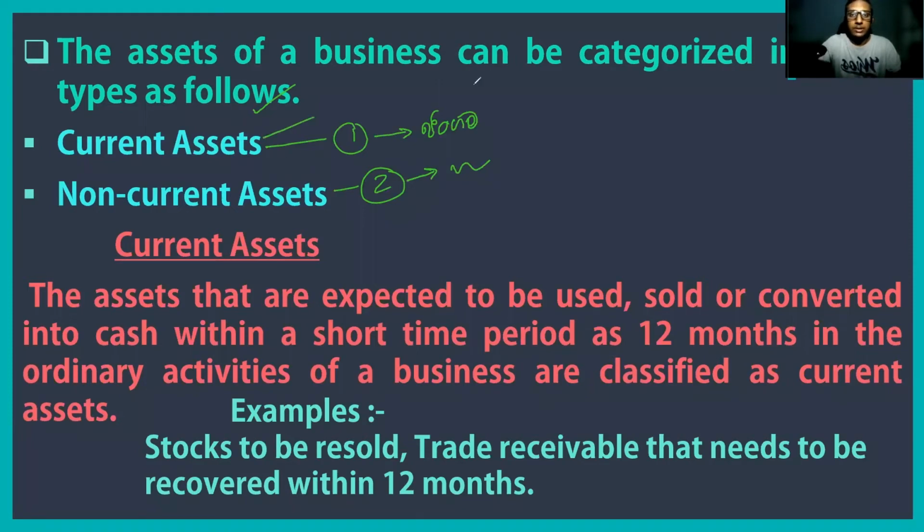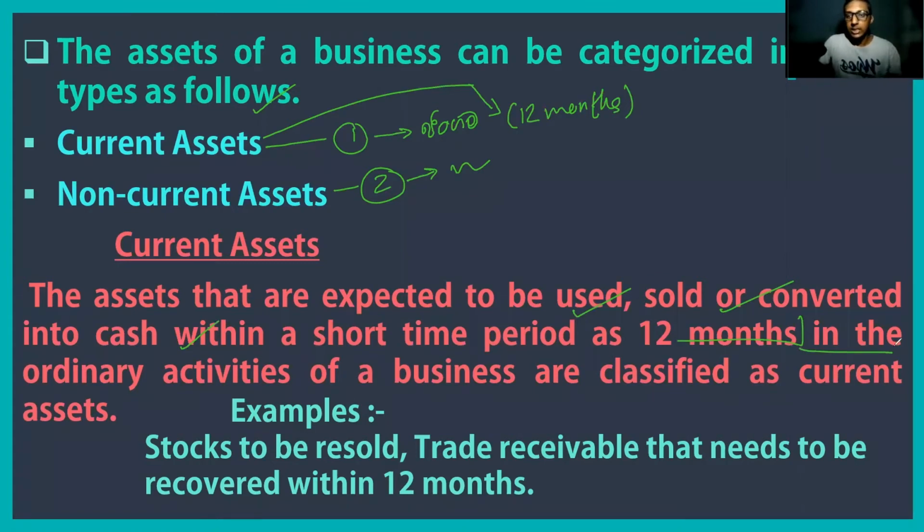Just to remind you, current assets means 12 months. Just keep that period in your head. Within 12 months, they can move in or out of the business. Assets that are expected to be used, sold, or converted into cash within a short time period of 12 months, in the ordinary activities of a business, are classified as current assets.